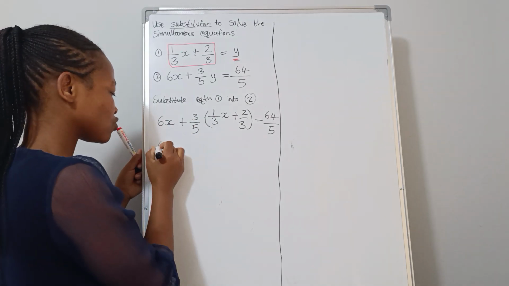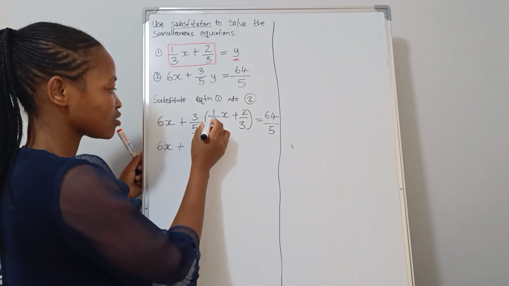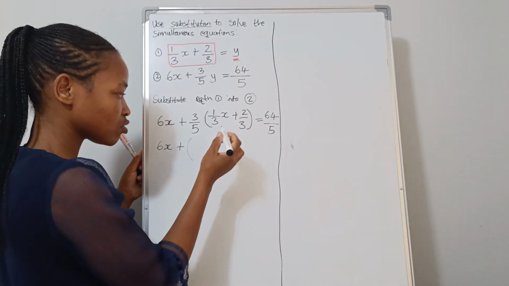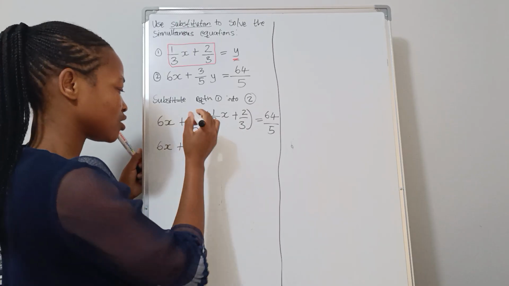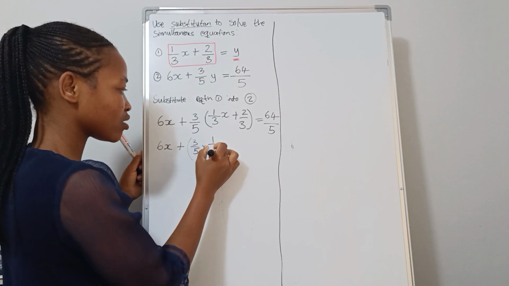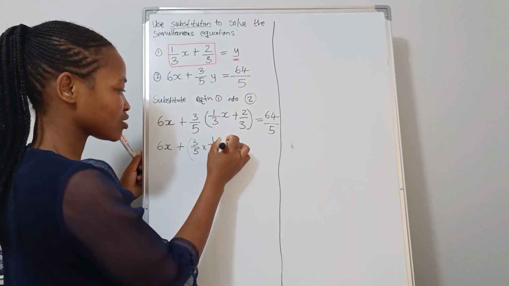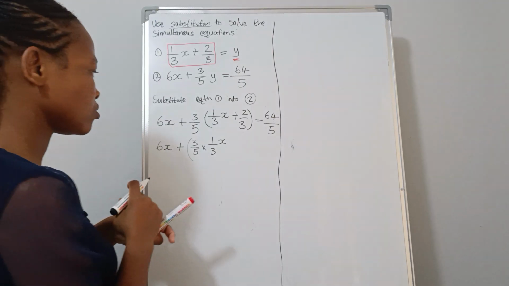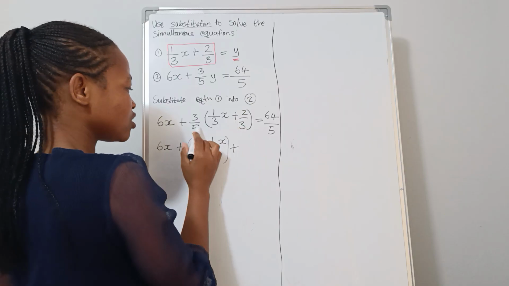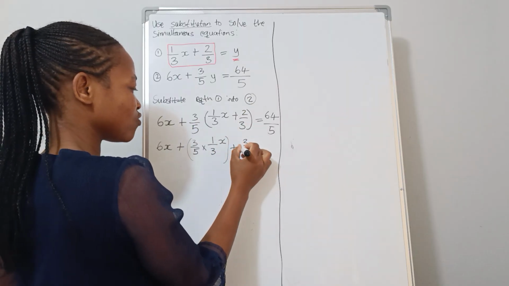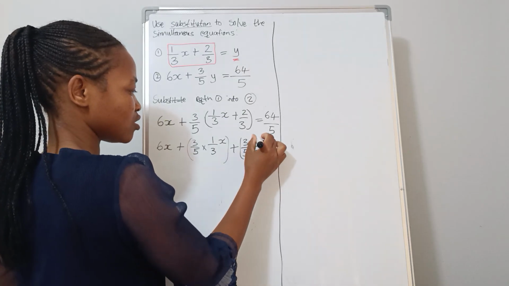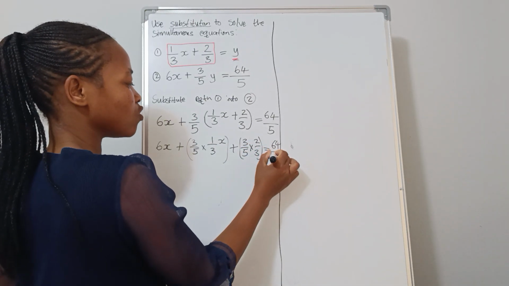So this one remains as it is. So we still have 6x here plus 3 over 5 times 1 over 3x. We're going to make this a single multiplication there. Let's break this down. Then we're going to have plus, for this one, 3 over 5 in brackets also times 2 over 3 equals 64 over 5.